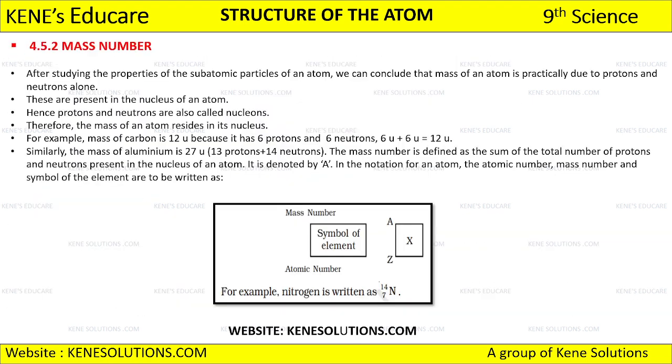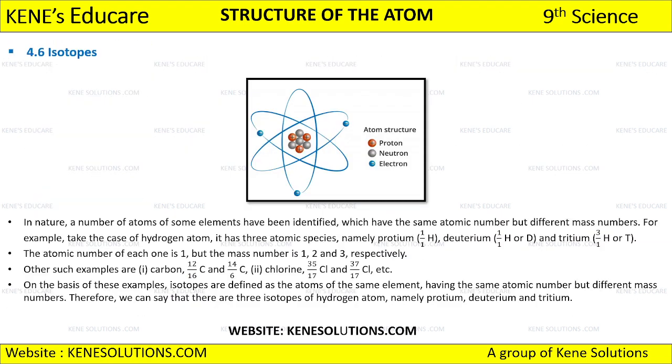So you can find out over here that the atomic number of the hydrogen atom in each case, with respect to all the three atomic species, is 1. But the mass number is changing. Atomic number is remaining constant. The mass number is changing as 1, 2 and 3 respectively, right? So this is one of the examples.